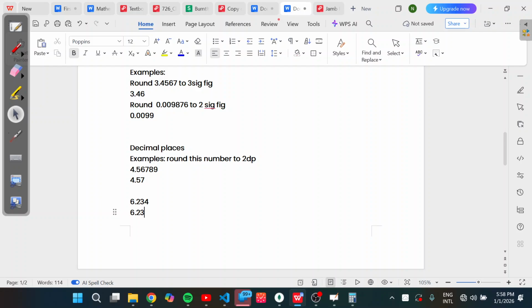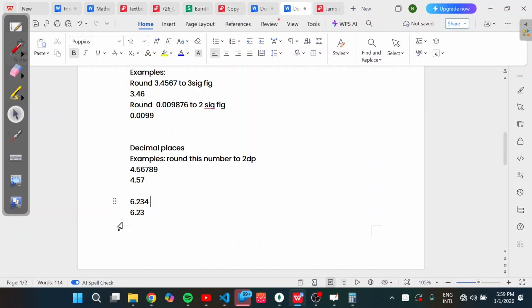Now we need to look at the number after the 3, which is 4. Is 4 greater than 5 or less than 5? It's less than 5, so we're not going to do anything. We're just going to leave our number like this because it's not up to 5. We cannot round it up by 1 and add it to the 3, because that would give us 6.24 instead of 6.23. So this is our final answer for both these questions.